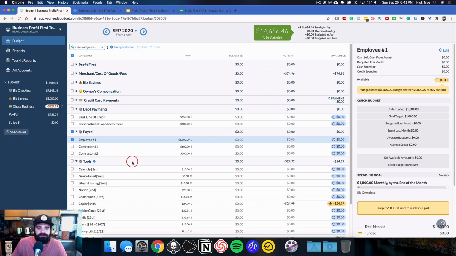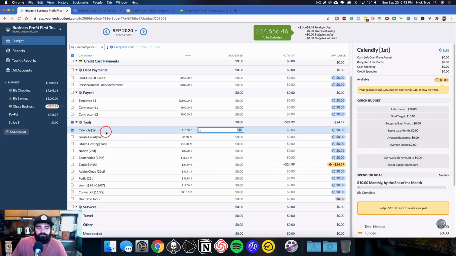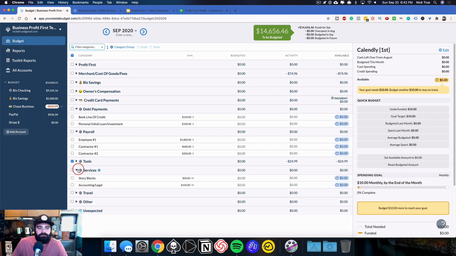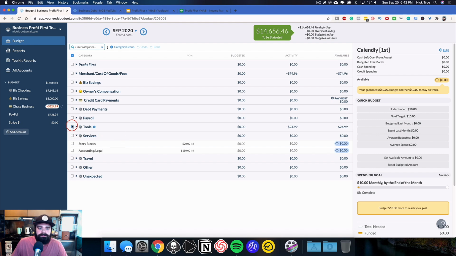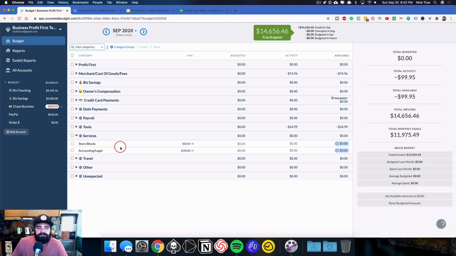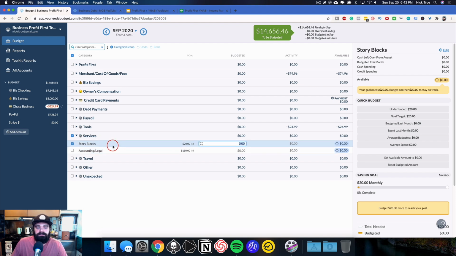Next, I've got my tools. So for my business, I've got a bunch of different software tools. I have them all with their due date in the name and all in order by due date. Next, we've got our services. And so this is where if you're using any service-based companies, I like to break that up separately. Some examples will be accounting or legal or Storyblocks as one example.